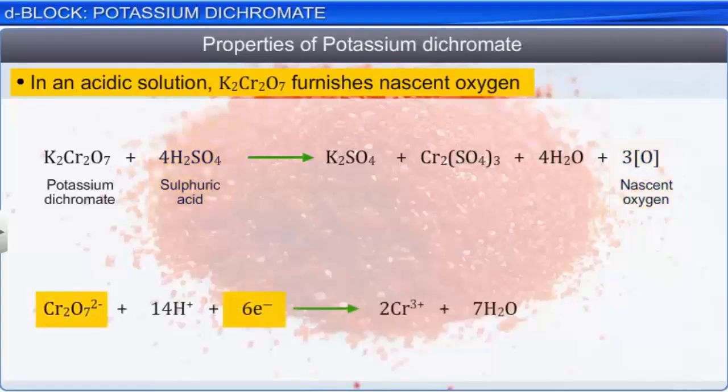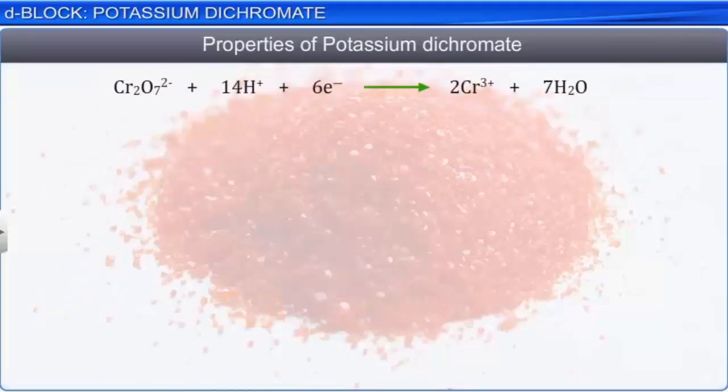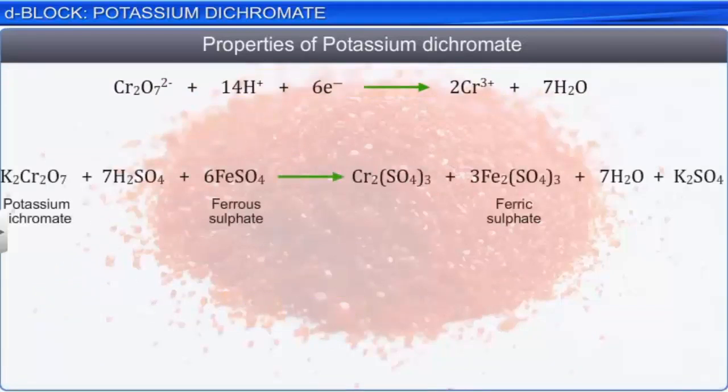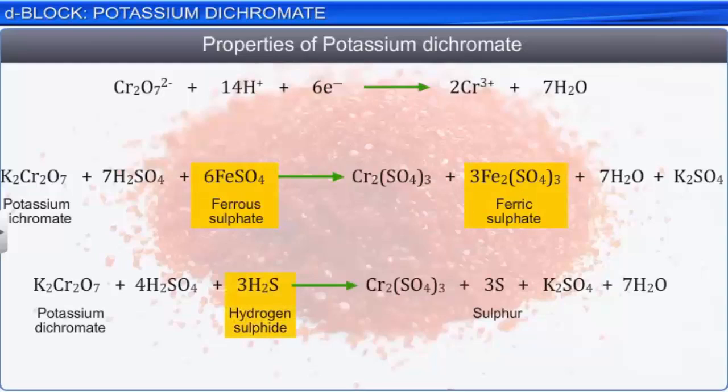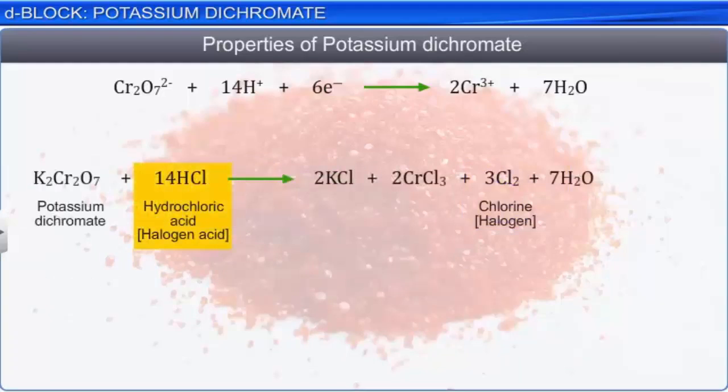For example, acidified potassium dichromate oxidizes ferrous sulfate to ferric sulfate, hydrogen sulfide to sulfur, halogen acids to halogens, and stannous salts to stannic salts. It also liberates iodine from potassium iodide.